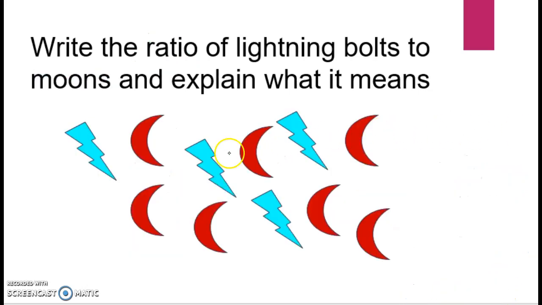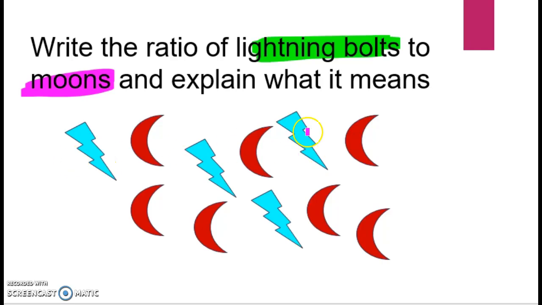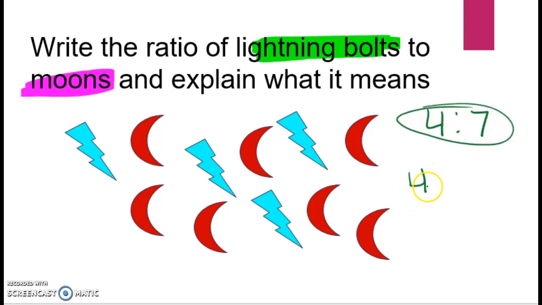Our next one, we're doing the same thing. We need lightning bolts to moons. So lightning bolts, we have 1, 2, 3, 4 of those. In moons, we have 7 of those. So our ratio is 4 to 7. I can't simplify, so this is my ratio. And to explain, I would say 4 lightning bolts to 7 moons.